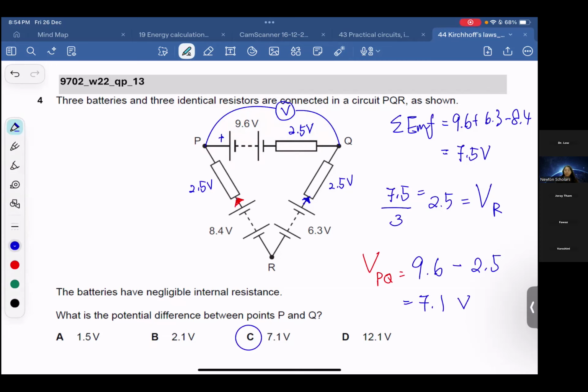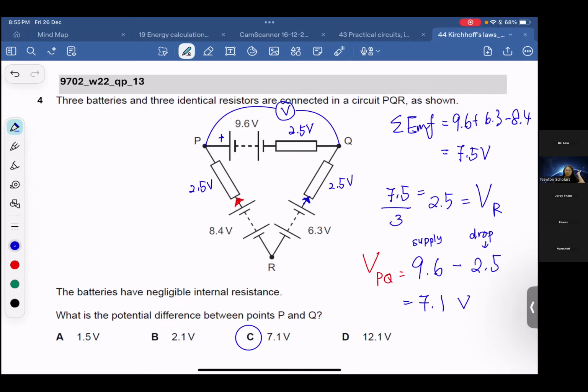Answer should be C. Okay, so this part is gain or provided to the circuit, supplied to the circuit. This one is a drop, because you use up 2.5 volt. We supply 9.6 from point P to Q. I supply 9.6, but the resistor will use 2.5. So at the end, I still have 7.1 volt. Is that clear? So answer is C. Yes, final answer is C.